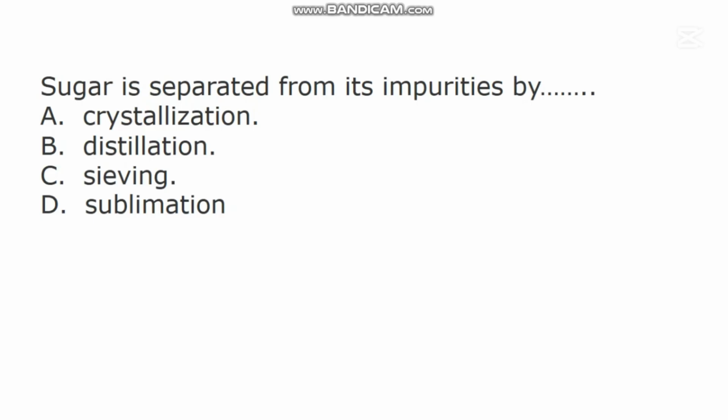The next question says, sugar is separated from its impurities by dash: A. Crystallization, B. Distillation, C. Sieving, D. Sublimation. In this question, the correct answer is A. Crystallization. Studies have shown that this organic compound known as sugar is separated from its impurities by this process called crystallization.